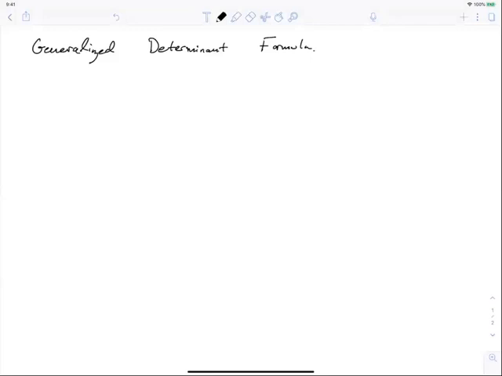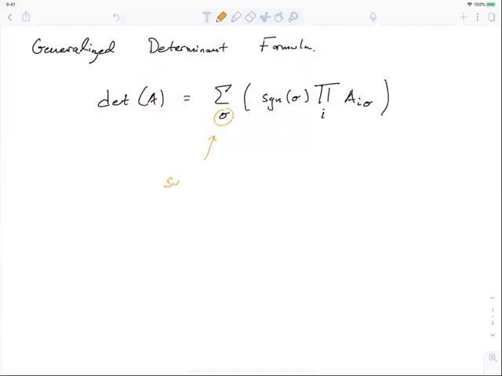So the general formula for the determinant is a sum over all patterns of the signature, which I'll describe in a second, times a product of entries of your matrix. So let's just go through what this is. This is a sum over all patterns. By patterns, I mean Sudoku-like patterns. Again, we'll experience what this is in just a second with a small example.